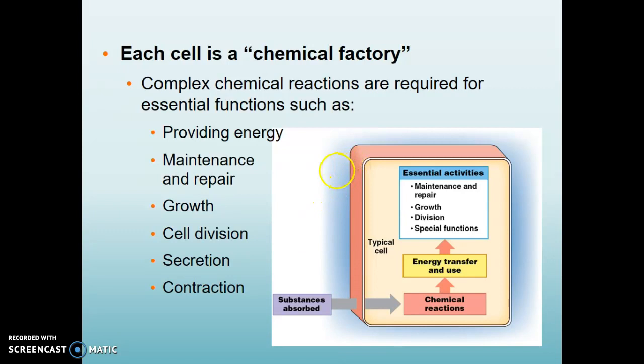So each cell is a chemical factory, and all the reactions to keep it alive take place in the cell. It has to take in energy molecules, for our body that would be glucose. It has to convert that glucose to ATP, which is the energy battery molecule. It has to maintain the cell, repair the cell. The cell will grow after it divides. The cell has to secrete substances and take in substances. There are many different chemical reactions that all require energy.